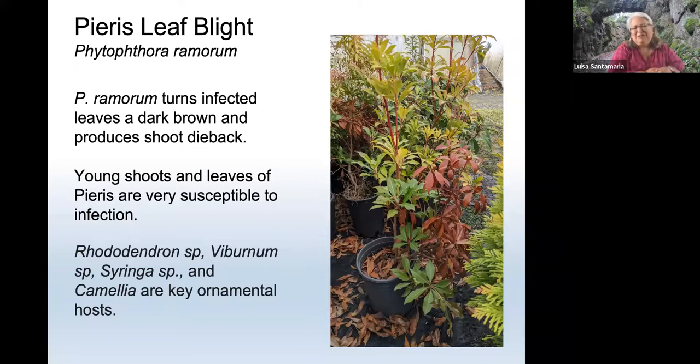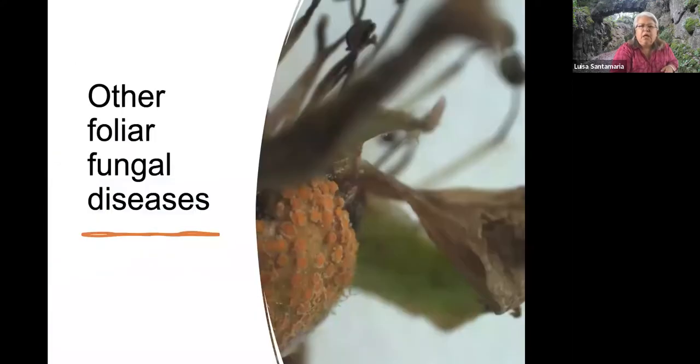I just took the picture and I was sure that it was ramorum, but looking at that right now, it's just okay. Leaves are dark brown and the produce should die back. These plants had that. Young shoots and leaves of Pyrus are very susceptible to infection. Other good hosts for ramorum would be Viburnum, Syringa, and Camellia as ornamental hosts.